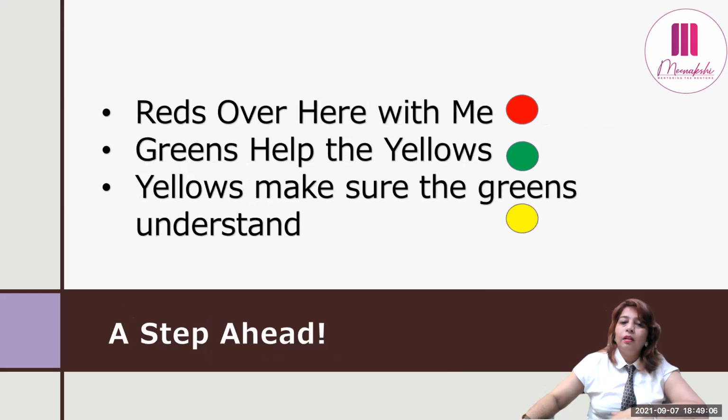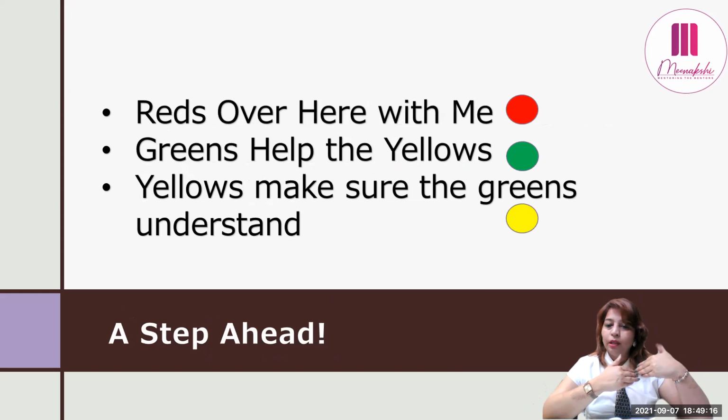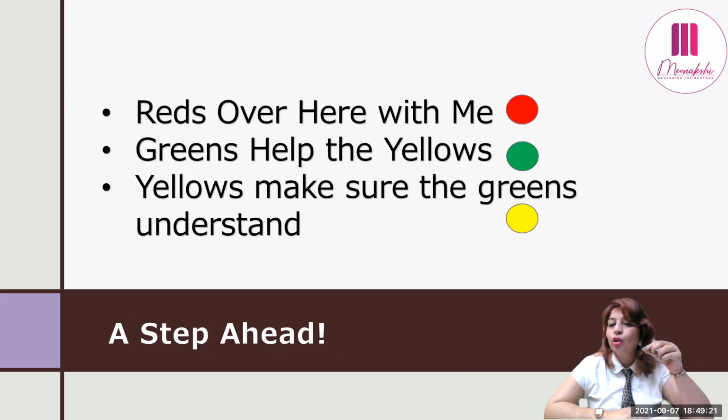So another variation I'm talking about is a step ahead in this strategy. You may ask, reds over here with me: all those students who have marked a particular question or topic as red, those questions should be forwarded to me as a teacher, as a facilitator, and I'll be able to handle those queries. And greens help the yellows. The ones who have put greens over all the topics are ready to help the yellows who are having some difficulty in understanding the topics.